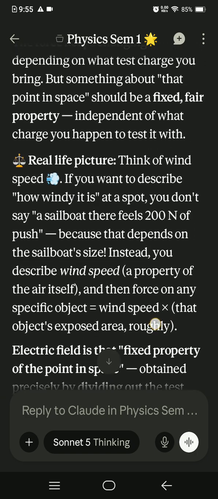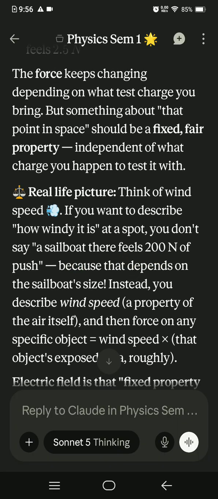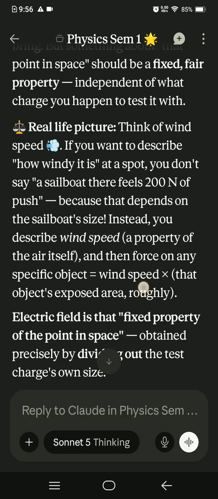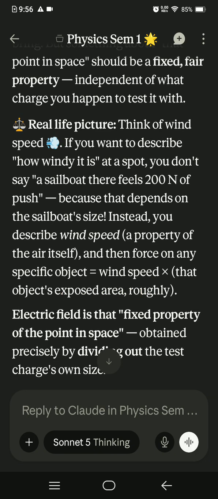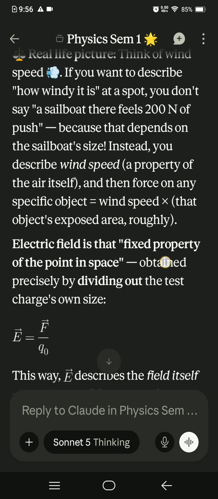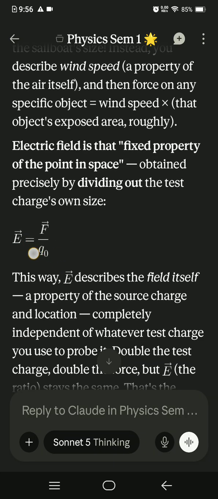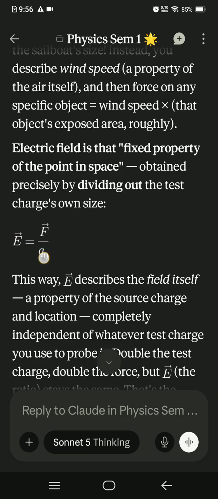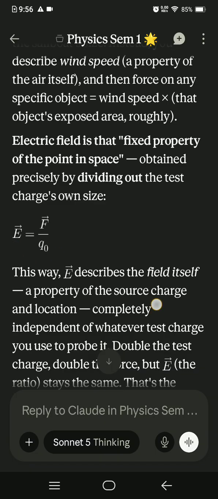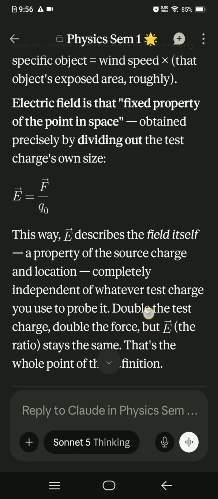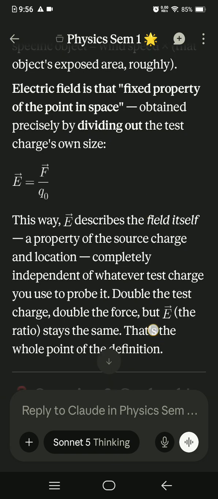So the speed of the sailboat was wind speed times the object's area exposed. Force equals, right? So force equals wind speed times charge placed in the field. Actually, the way it is written is creating confusion, because if the q naught was written there, it would be easier to understand intuitively. Anyways, I got it.